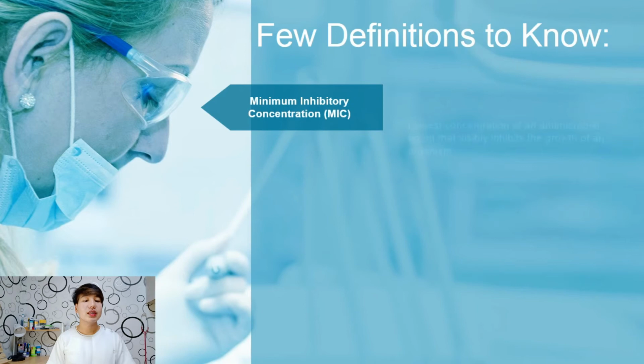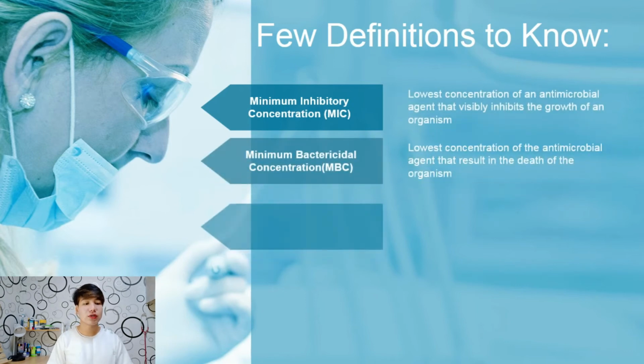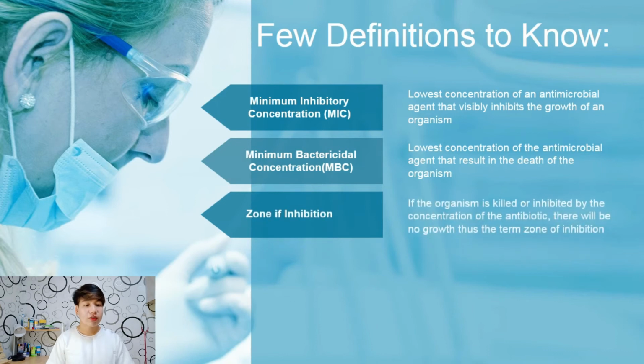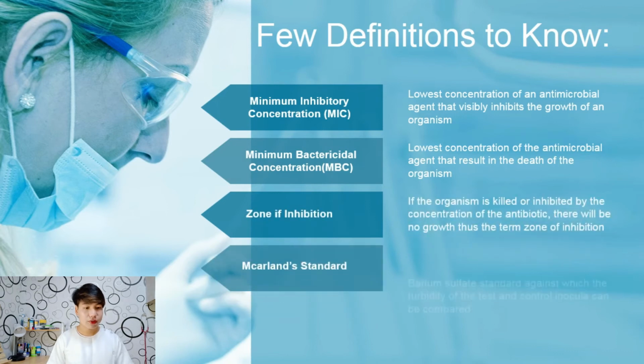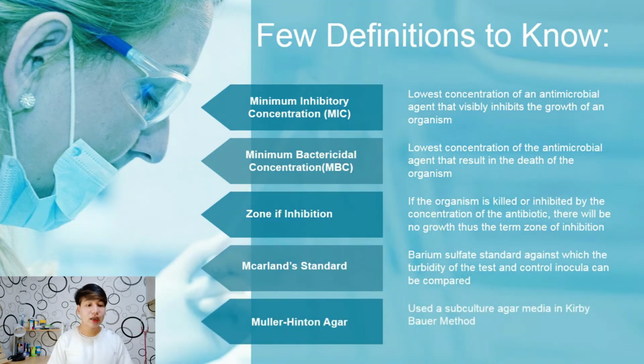So here are a few definitions to know before proceeding to the procedure proper. Minimal inhibitory concentration or MIC is defined as the lowest concentration of antimicrobial agent that visibly inhibits the growth of an organism. MBC or minimal bactericidal concentration is the lowest concentration of the antimicrobial agent that results in the death of an organism. If the organism is killed or inhibited by the concentration of the antibiotic, there will be no growth, thus the term zone of inhibition.